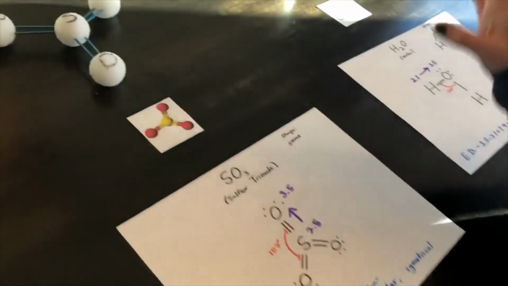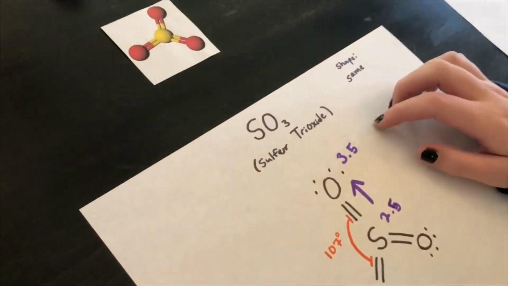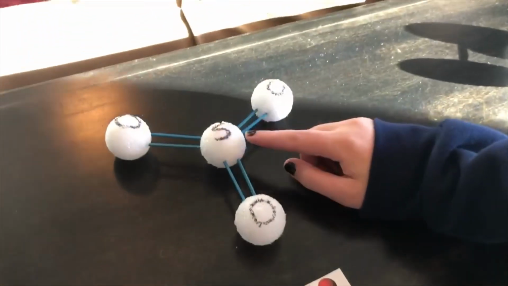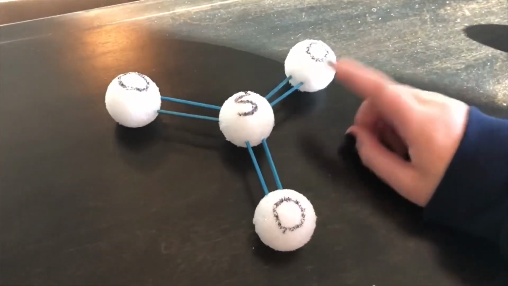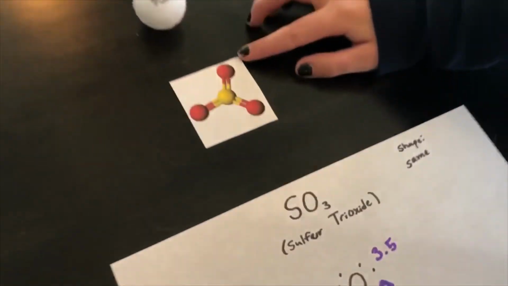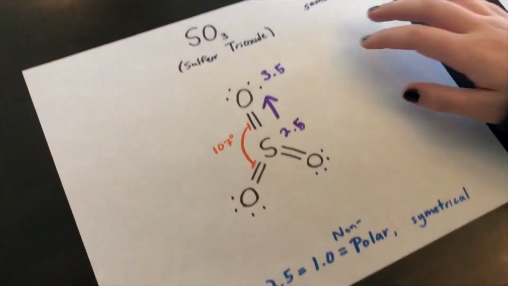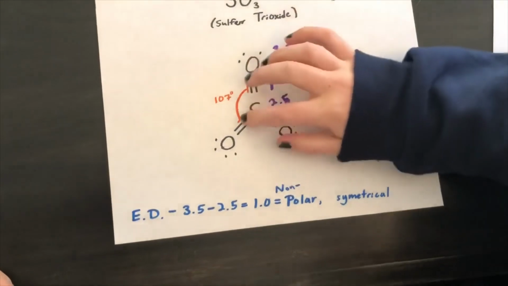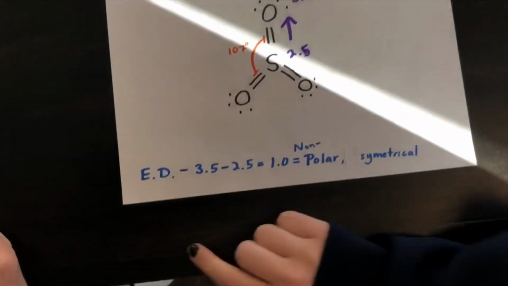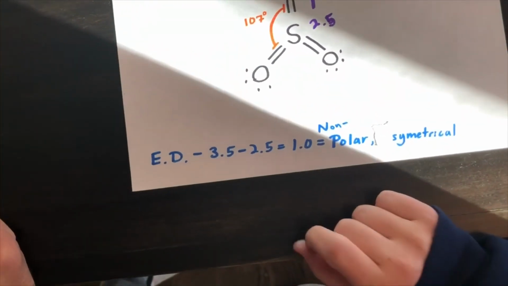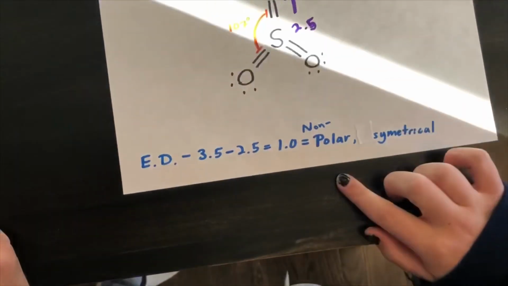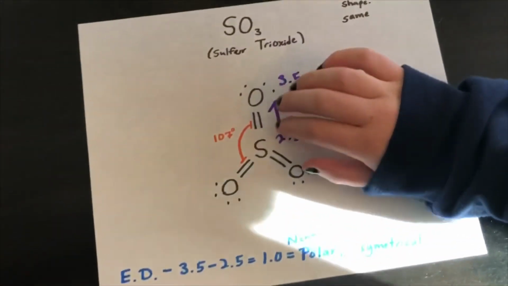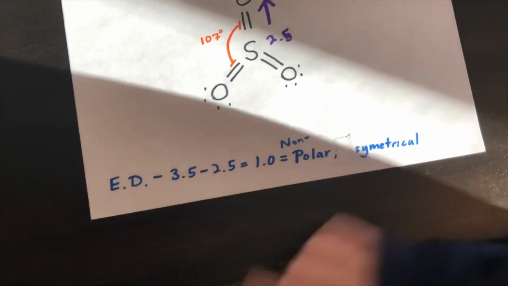This is our trigonal planar model. For this example, we are using sulfur trioxide. We have 1 sulfur attached to 3 oxygens with a double bond. This would be our picture. For this example, we have 6 pairs of shared electrons and unshared electrons. The bond angle is 107 degrees. And for the electronegativity difference, we got 1.0, which would indicate that it's polar, but because the bond angles are all symmetrical, the molecule is nonpolar.